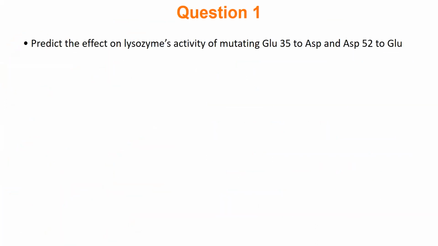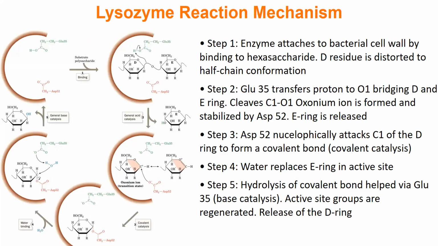So predict the effect on lysozyme's activity of mutating GLU35 to ASP and ASP52 to Glu. So this is a good one of those critical thinking problems where the answer is not obvious. And although I've kind of taught you what the answer is, you kind of have to go digging back in your memory to try and rationalize this. So I think this is better to look at if I have this up. So the question is, what happens if instead of Glu, this was ASP, and instead of ASP, this was Glu?